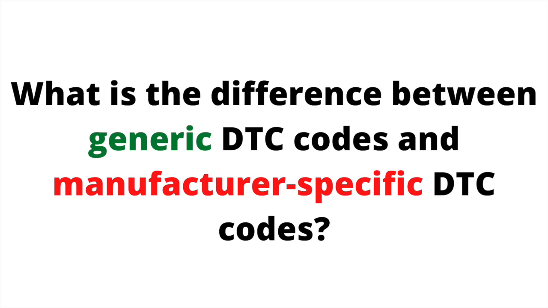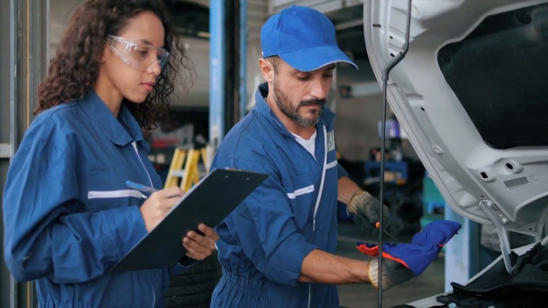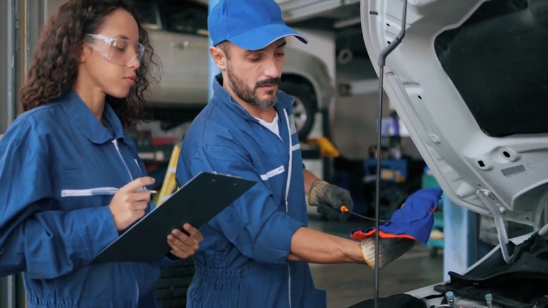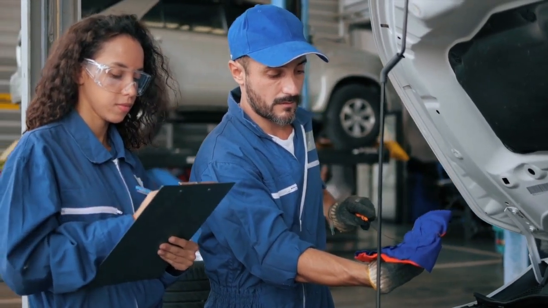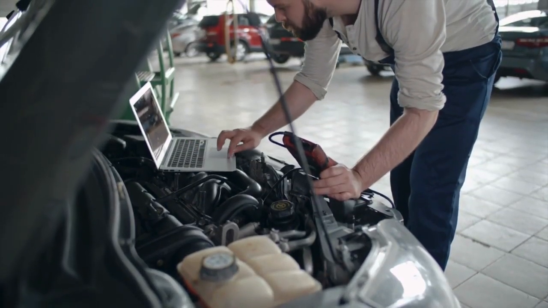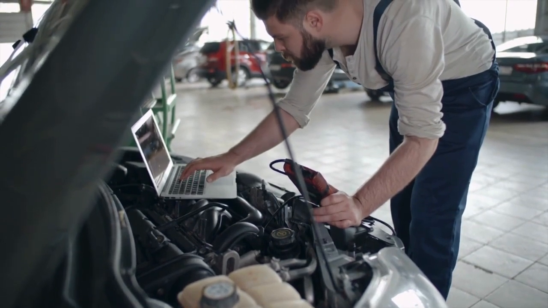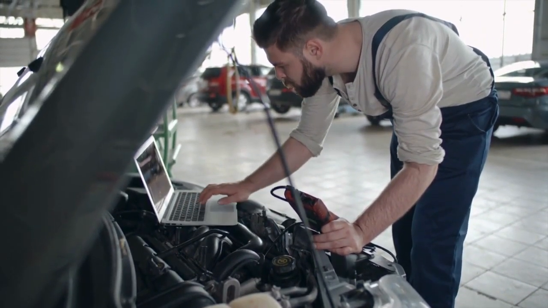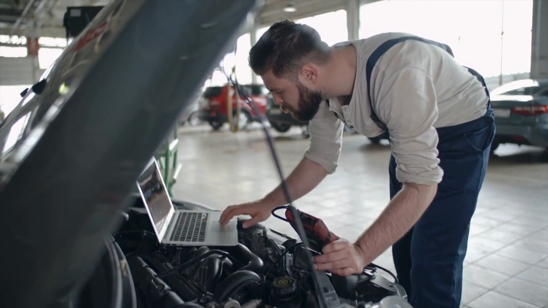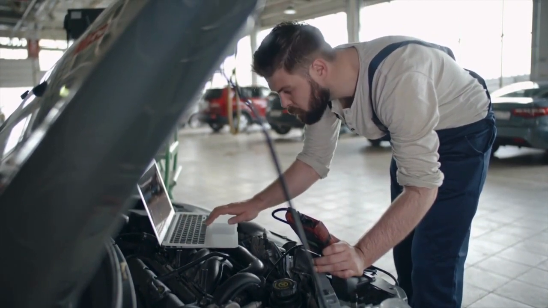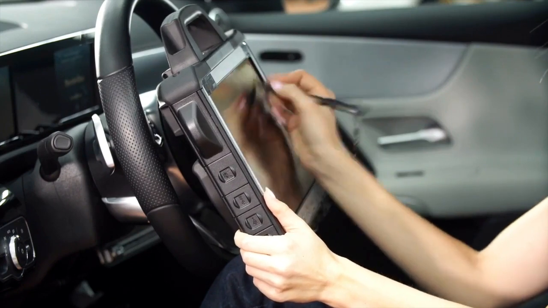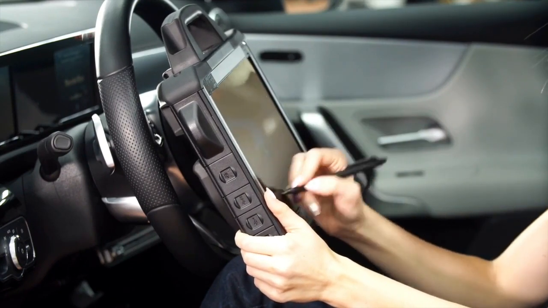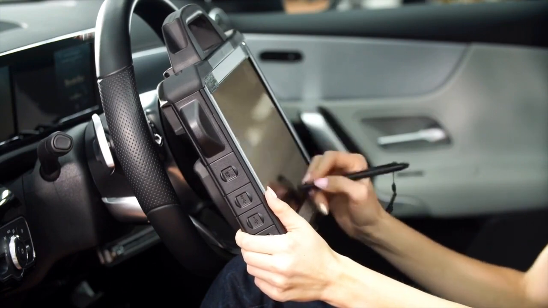What is the difference between generic DTC codes and manufacturer-specific DTC codes? Generic DTC codes are defined by the Society of Automotive Engineers, SAE, and are used to identify common problems in the OBD II system. These codes include simple, universal descriptions of problems, allowing mechanics and technicians to make more efficient and accurate diagnoses. On the other hand, manufacturer-specific DTC codes are developed by each vehicle manufacturer and may include more detailed information about specific problems in their line of vehicles.